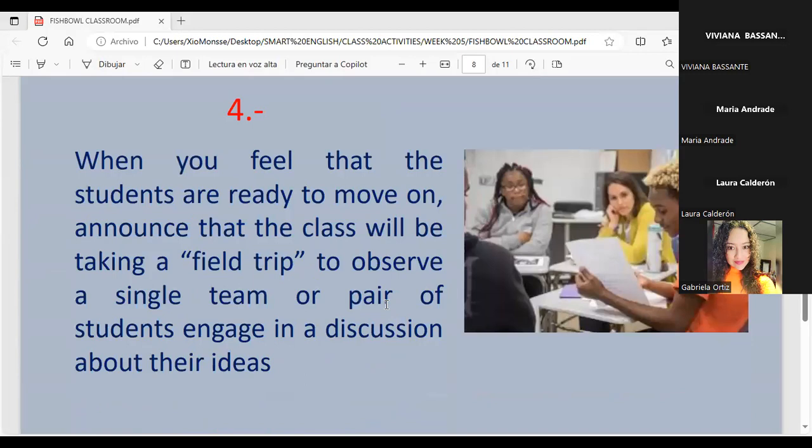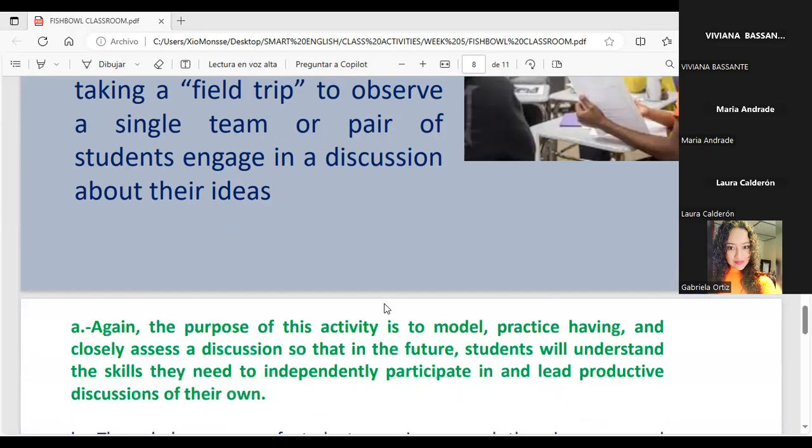Number four, when you feel that the students are ready to move on, announce that the class will be taking a field trip to observe a single team or pair of students engaged in a discussion about their ideas.